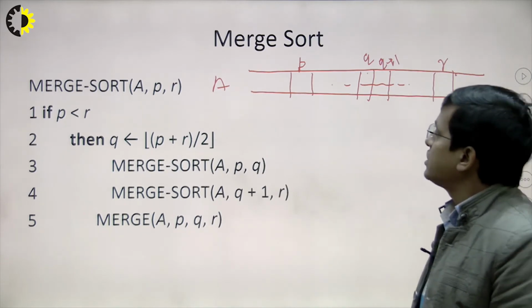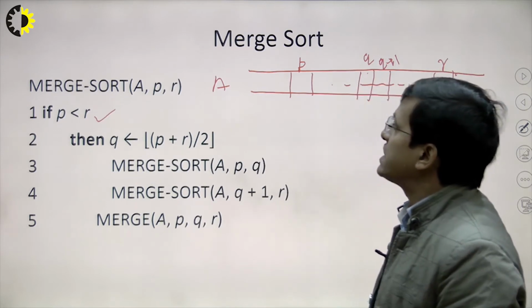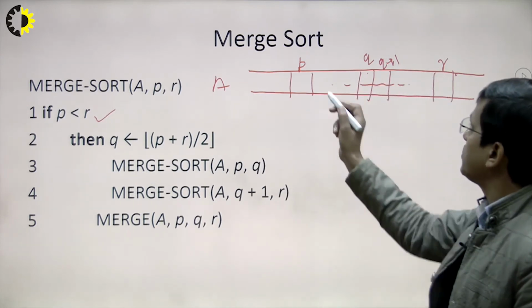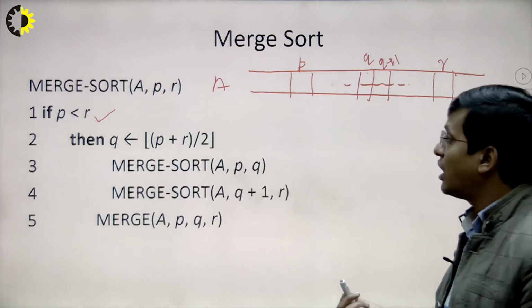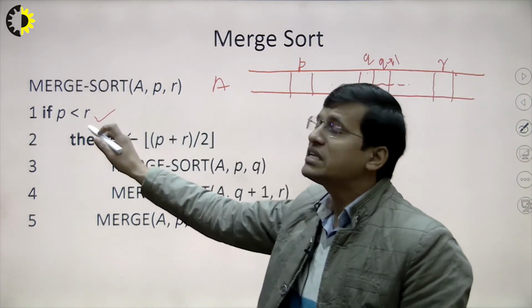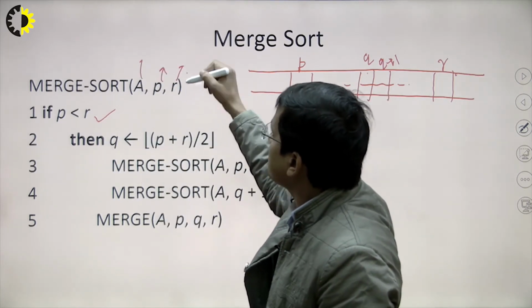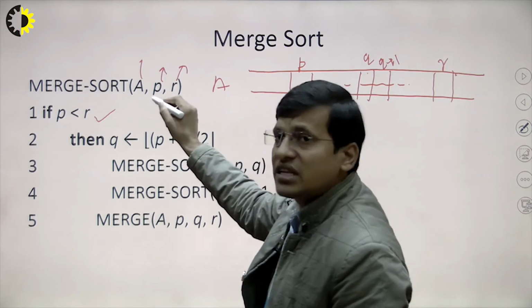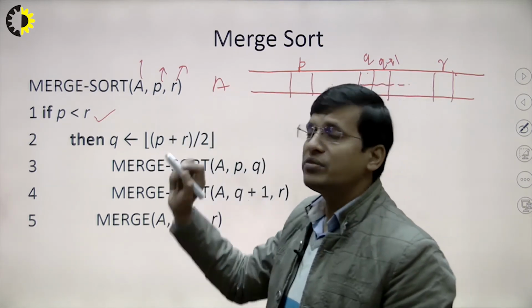So indexing is basically that first of all we have to check whether P is less than R or not. Here P is the left hand side and R is the right hand side, so P is smaller than R, so the merge function will apply if P is less than R. A is the array, P is the starting index, and R is the last index, right?